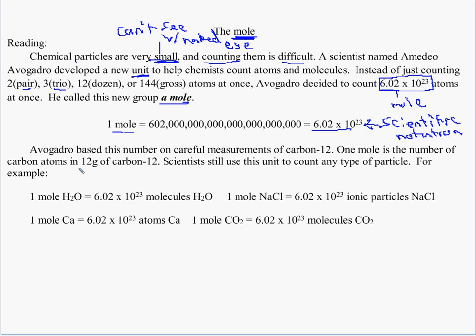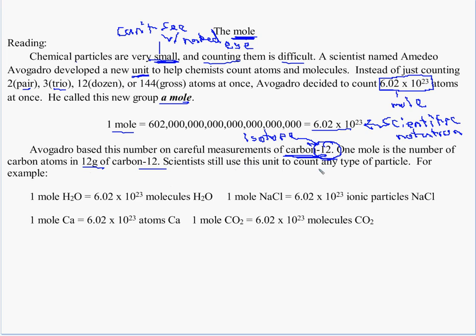Avogadro based his number on careful measurements of carbon-12. I remember from one of our challenge problems, this is an isotope. It's just a specific mass of carbon, carbon-12. So 1 mole is the number of carbon atoms in 12 grams of carbon-12.